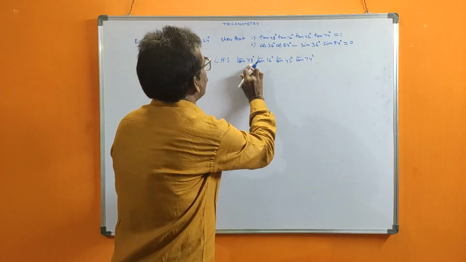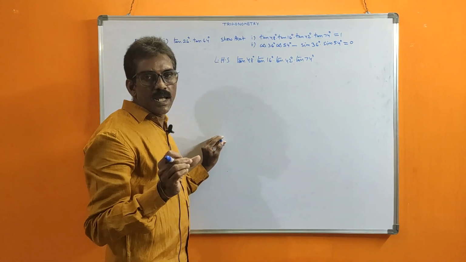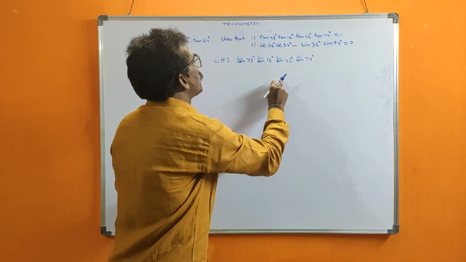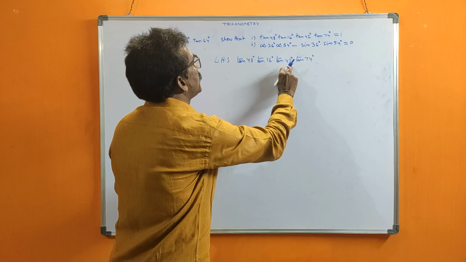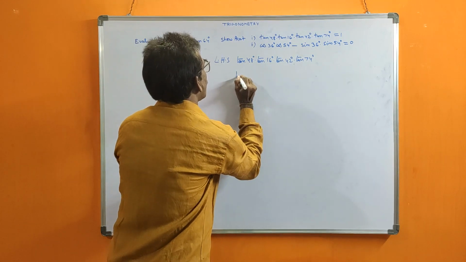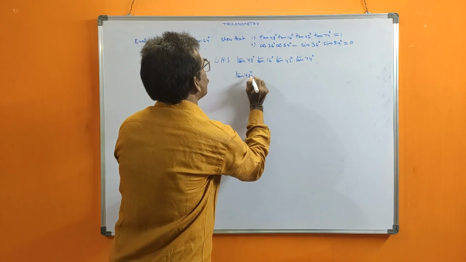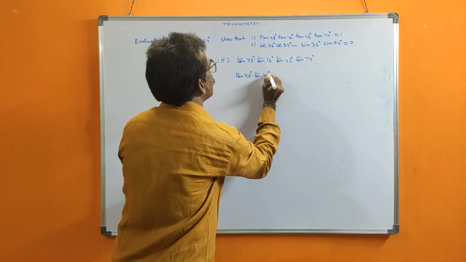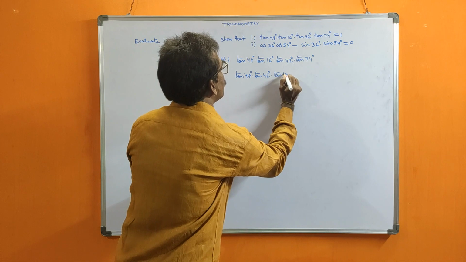See, for 48, what is the complementary angle? I explained complementary angles before. For 48, 42 is complementary. 48 plus 42 is 90. So these two are complementary. That's why you first write both of those as a pair: tan 48 into tan 42, and you write into tan 16.